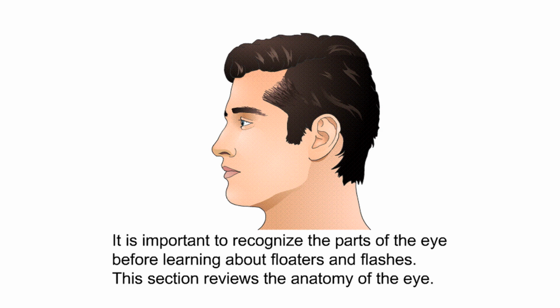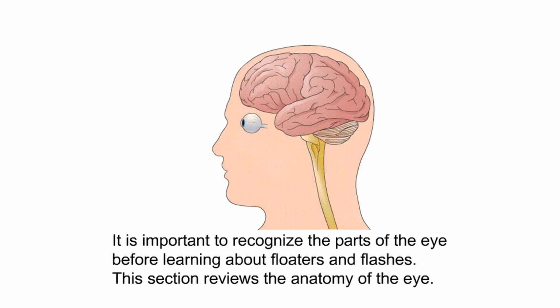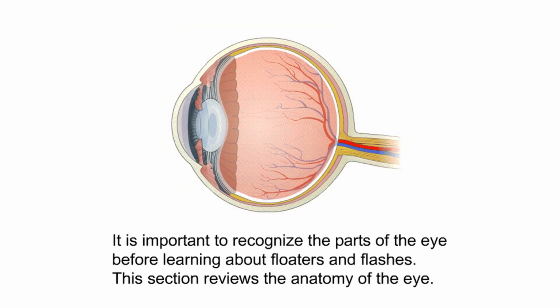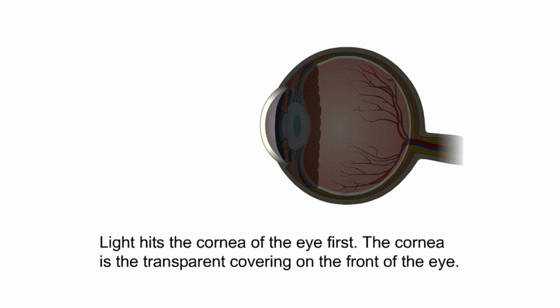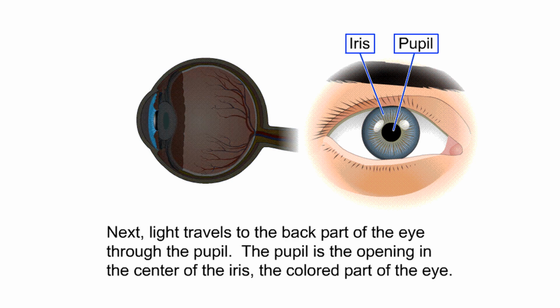Anatomy. It is important to recognize the parts of the eye before learning about floaters and flashes. This section reviews the anatomy of the eye. Light hits the cornea of the eye first. The cornea is the transparent covering on the front of the eye. Next, light travels to the back part of the eye through the pupil. The pupil is the opening in the center of the iris, the colored part of the eye.